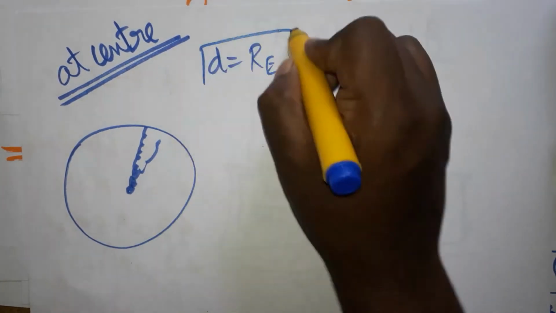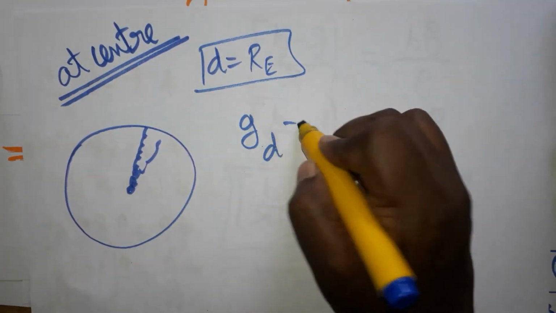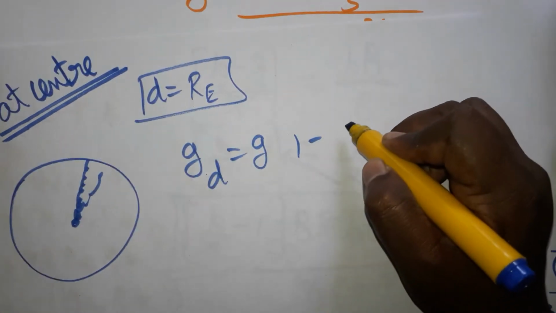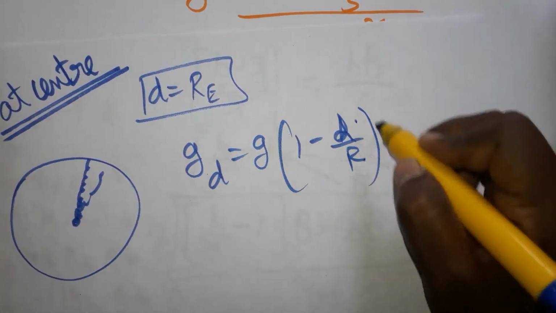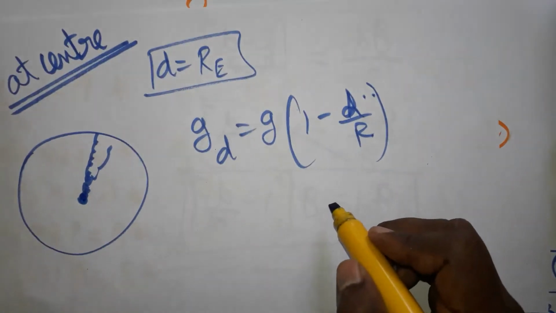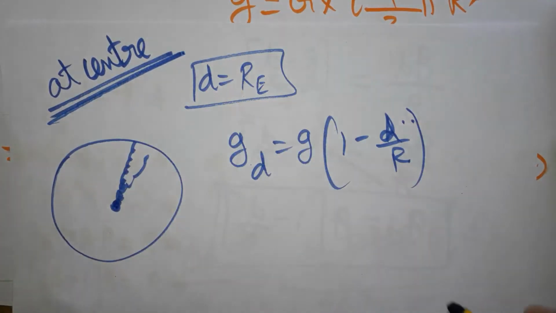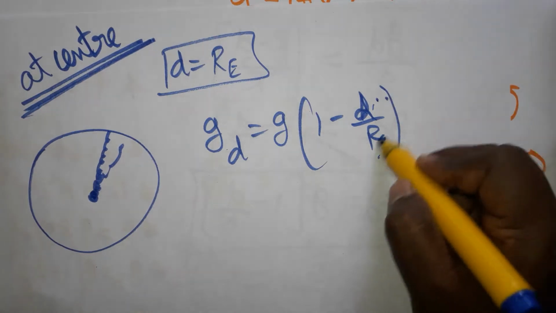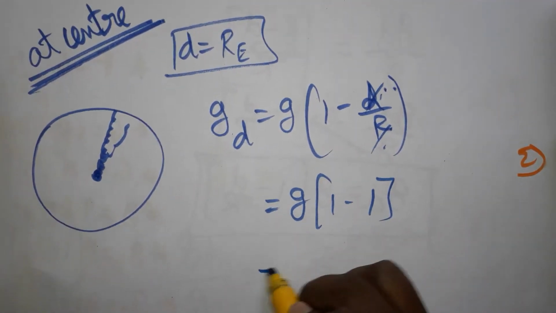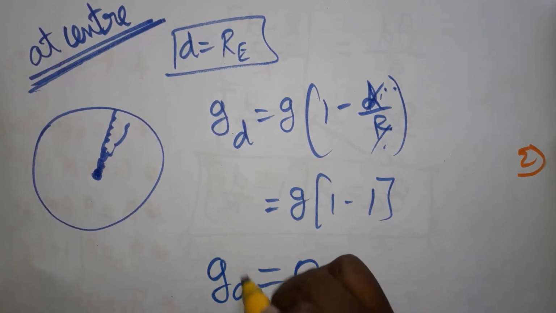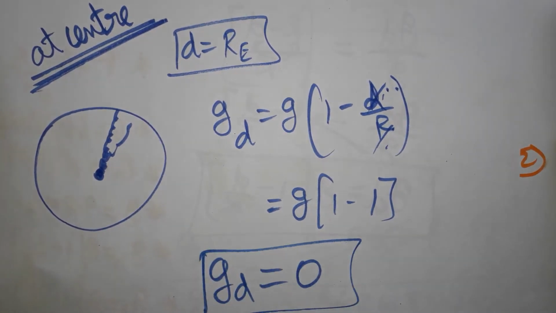Okay, when this was equal, we know already g_d is equal to g times (1 minus d divided by R). When these two are equal, we will be at the center of the earth. Right now we are at the center of the earth, so these two equal terms get cancelled. We get g times (1 minus 1), which is 0. So gravity at depth, exactly at the center, will be 0.